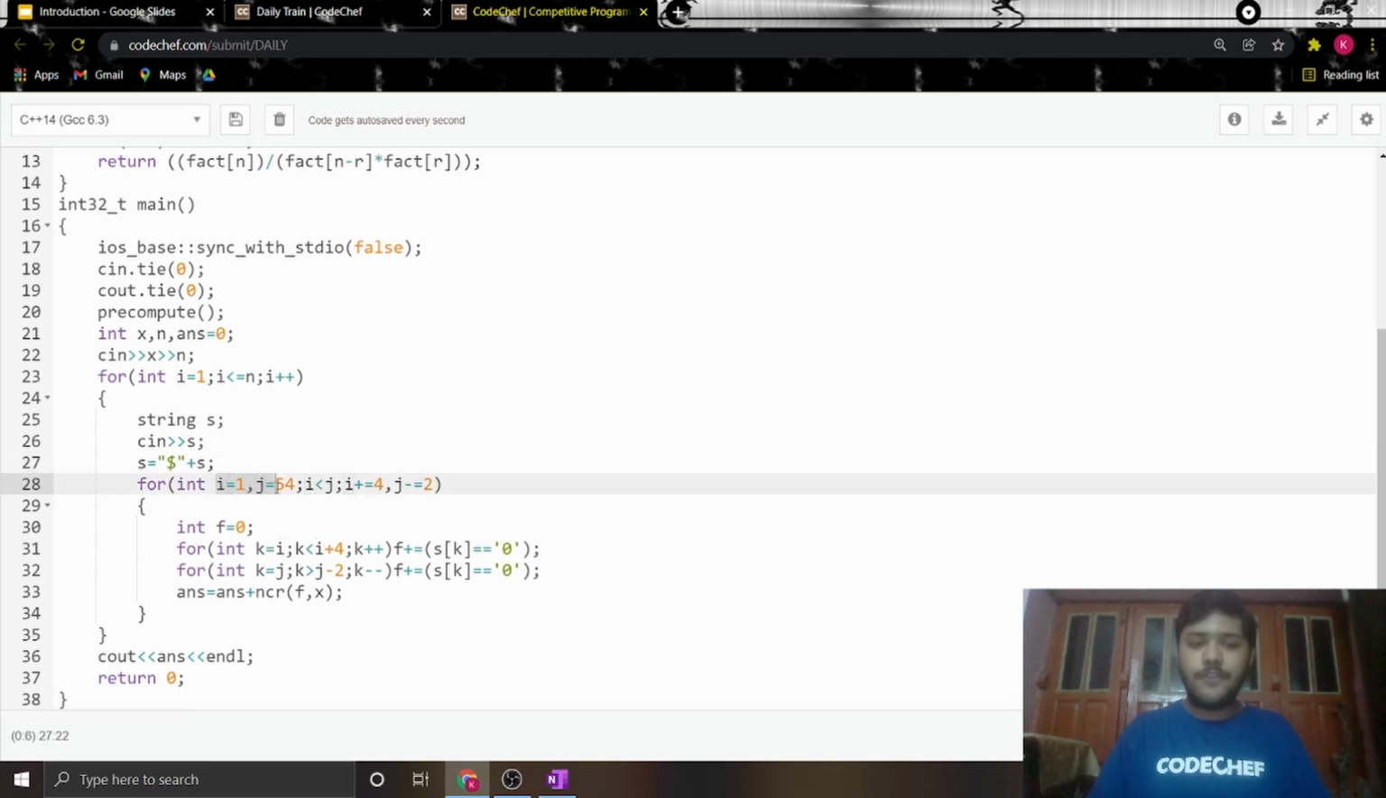I iterate over the 54 characters, or basically compartment by compartment. How do I iterate compartment by compartment? What is the first element of the first compartment? 1. What is the last element of the first compartment? 54. Now, what is the first element of the second compartment? 1 plus 4. So I increment i plus equal to 4. Now, what is the last element of the second compartment? 54 minus 2. So I do j minus equal to 2.